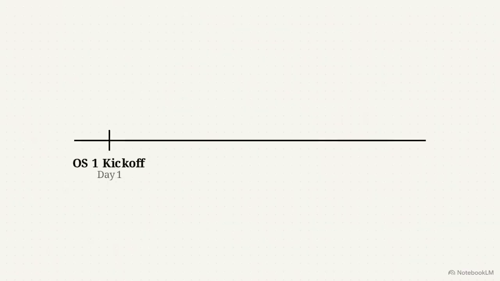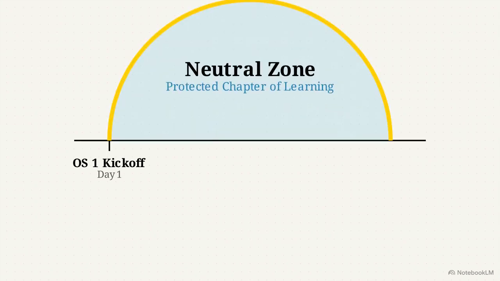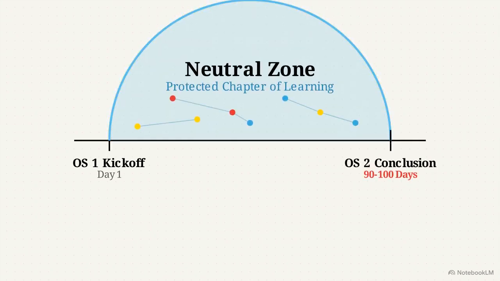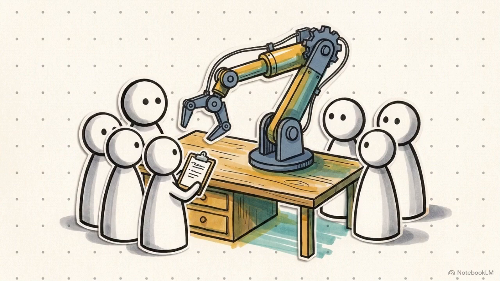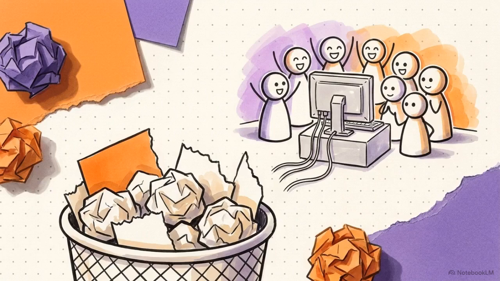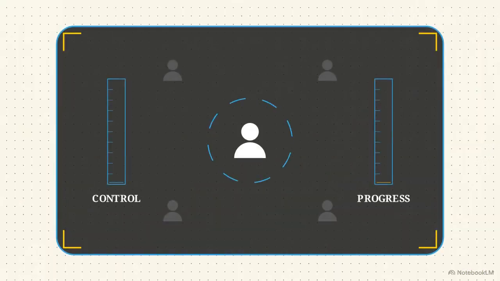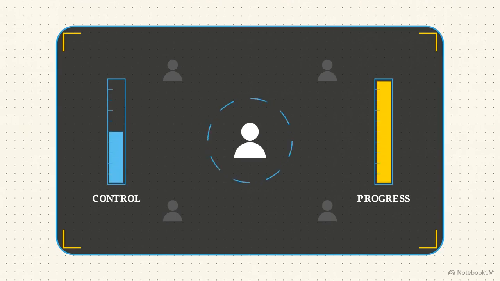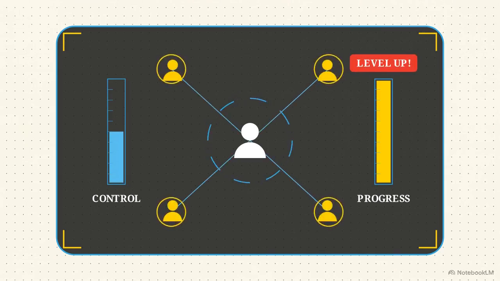This kickoff meeting triggers what is known as the neutral zone, a defined, protected period lasting roughly 90 to 100 days. During this window, teams actively experiment with new practices. They keep whatever improves their workflow and discard what fails, all without any penalty for making mistakes. This trial period effectively introduces game mechanics into corporate work. It gives employees a measurable sense of control, visible progress, and a distinct feeling of belonging to a team.